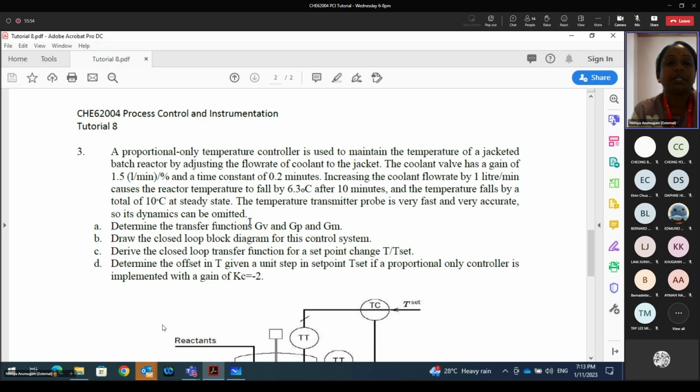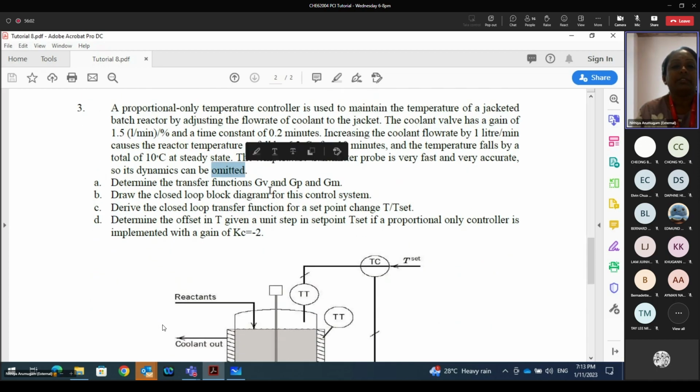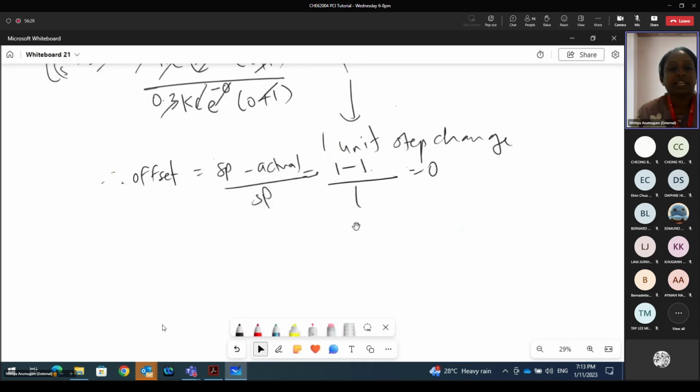The temperature transmitter probe is very fast and very accurate, so its dynamics can be omitted. Meaning when it comes to the transmitter, we can actually omit the behavior and dynamics. Okay, so at part A, determine the transfer function for the valve, the proportional controller, and also for the transmitter, right? So whatever information is given here, we just extract first.